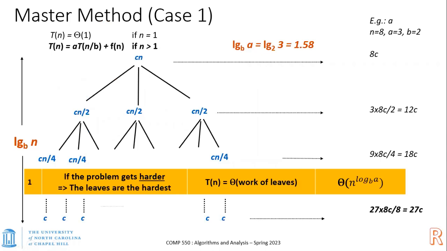So the first case is the one where the problem gets harder, okay? And this was the example where we saw that if you're starting off with, let's say, a equal to 3 and b equal to 2, you can see that you're essentially making the problem harder as you're going down, right? As you're dividing and conquering. So you're going from 8c to 27c. And so the work is being done right at the bottom where the leaves are.